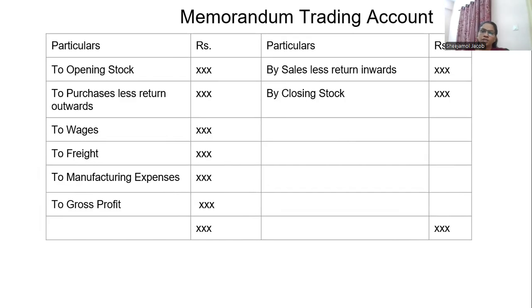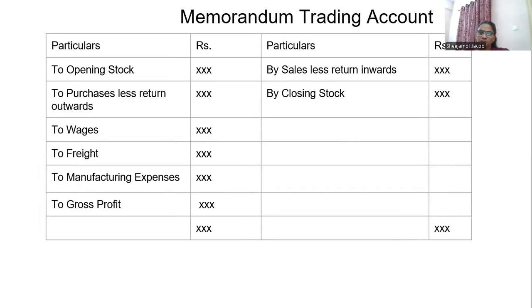This is the case of trading account. But in memorandum trading account, we are preparing this account because we know all the figures except one. Sometimes it may be a missing figure, that may be opening stock, or purchases, or sales, or closing stock. So in order to find the missing figure, if it is opening stock, all the other information is available: purchases, wages, freight, manufacturing expenses, gross profit, sales, and closing stock. So at that time, you have to prepare this memorandum trading account for finding the value of opening stock.